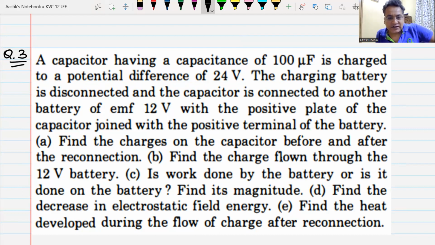Number 2, find the charge flown through the battery. Number 3, work done by the battery, positive or negative. What is the magnitude? So everything is there in this question. Find the decrease in the electrostatic potential energy. Find the heat developed during the flow of charges after reconnection. If you can do this question, if one of the cash vouchers may work, that means you have understood the entire concept of what is happening here.